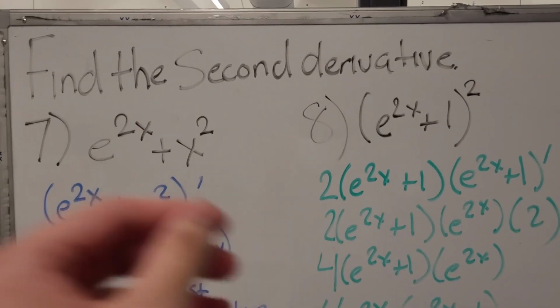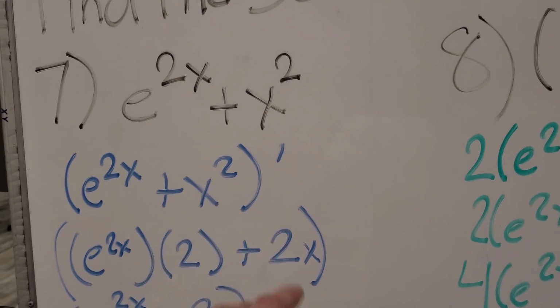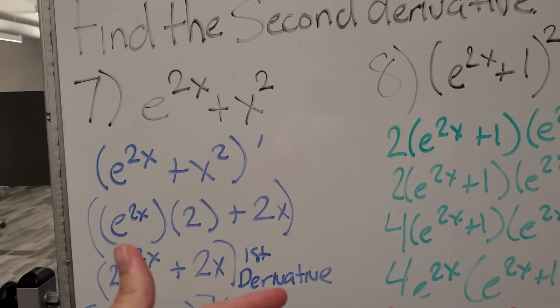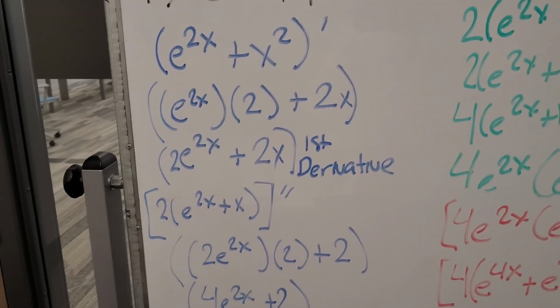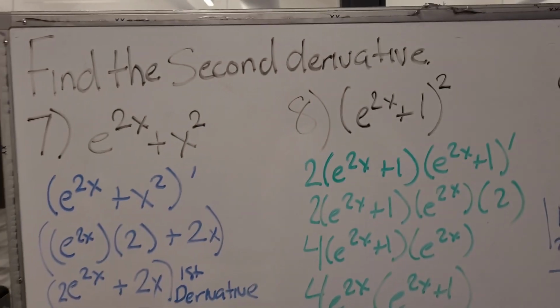We're going to be finding the second derivative of e to the 2x plus x squared. Now the second derivative is basically finding the first derivative and then finding the derivative of our first derivative. So we're deriving it twice, hence second derivative.